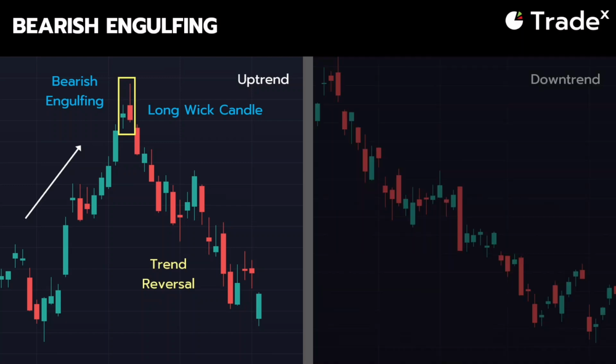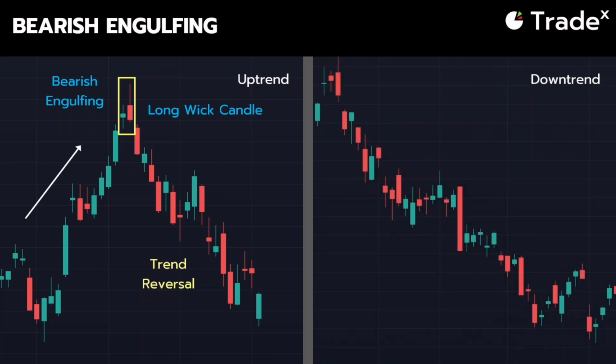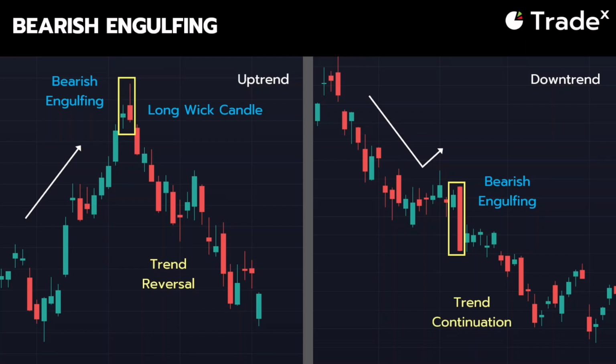In a downtrend, in contrast, the bearish engulfing pattern confirms the continuation of the trend. As shown on the chart, the price initially declines and then experiences a brief period of hesitation. When a large red candle appears, engulfing the previous one, it confirms that the downward movement is resuming and the bearish trend is set to persist.